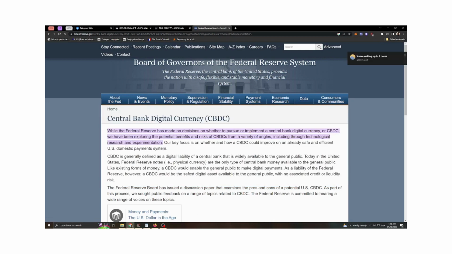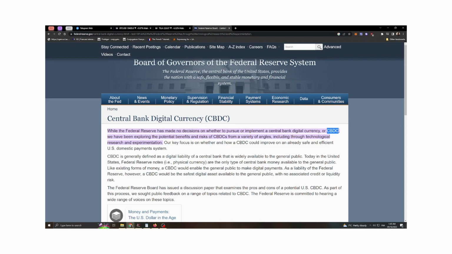And here we have where the Fed is saying that while the Federal Reserve has made no decisions on whether to pursue or implement a central bank digital currency, or a CBDC, we have been exploring the potential benefits and risks of CBDCs from a variety of angles, including through technological research and experimentation. And what a CBDC is, essentially, is a cryptocurrency for a government. It is essentially going to be like the dollar, but on the blockchain.